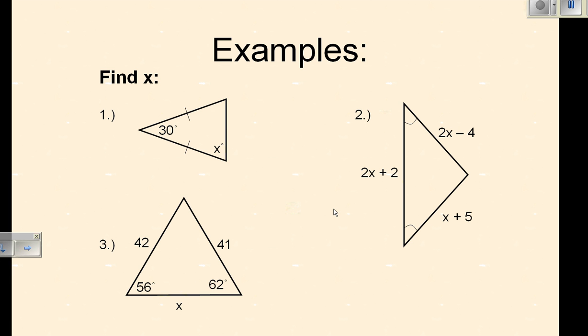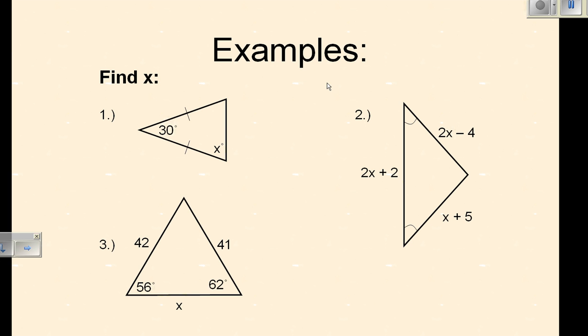Here are some examples. So if we're asked to find x in this first triangle, we might say, okay, these two sides are equal, which means these two angles are equal. So this angle right here is going to be x also. And that means we can say x plus x plus 30 equals 180. And we can solve for x there. So we get, these two are each going to be 75.